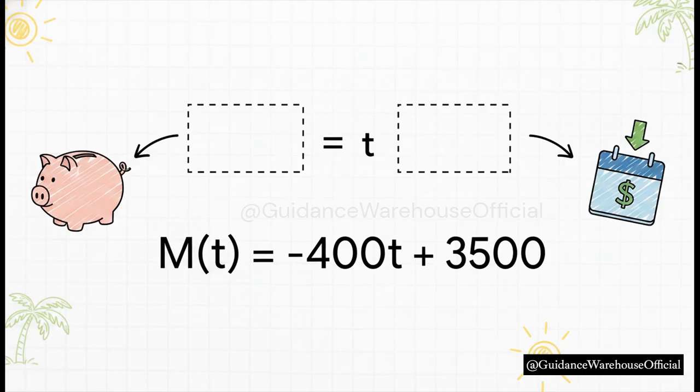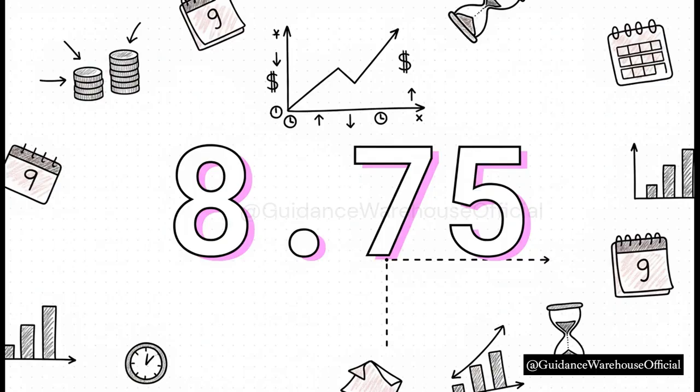It's pretty cool. So the big question, right? When does the money run out? To find that, we just need to figure out when the amount of money, m of t, hits 0. We solve for t, and the answer is 8.75 weeks. If you were to graph this, that's the exact point where the line representing her money just hits the 0 axis. So she's got just under 9 weeks of vacation left. Our simple model just gave us a super precise prediction.